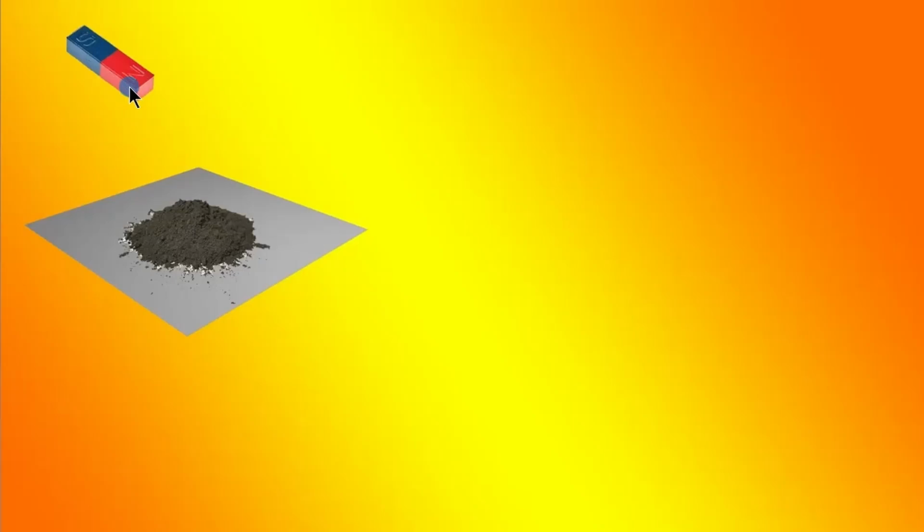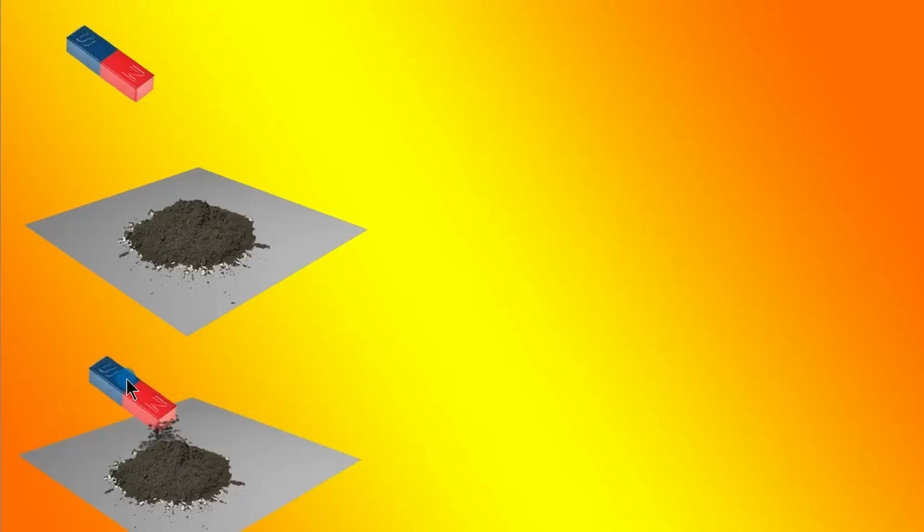Disadvantages of permanent magnets are that their magnetic strength cannot be varied once they are magnetized. See this magnet and some iron particles here. This is a small magnet having low magnetic strength. Even if it is brought near those iron particles, it attracts only a very few particles.